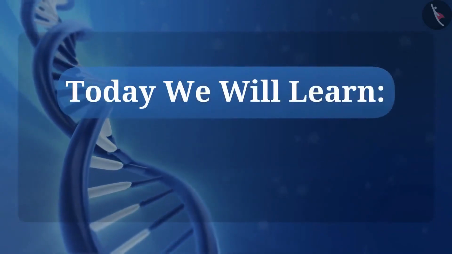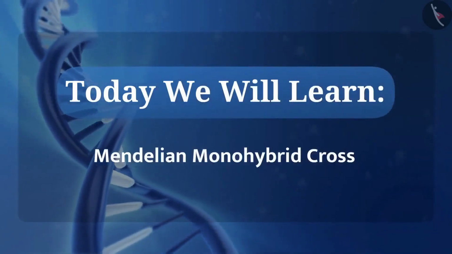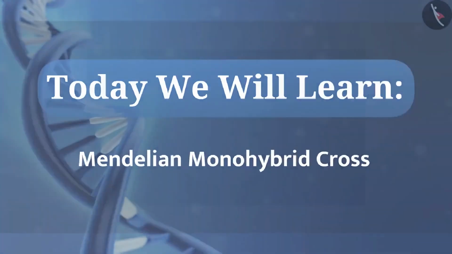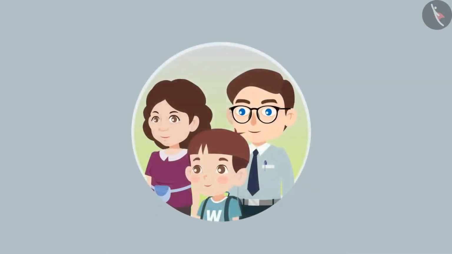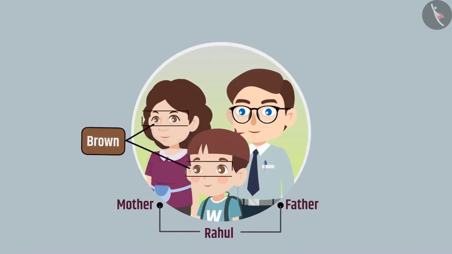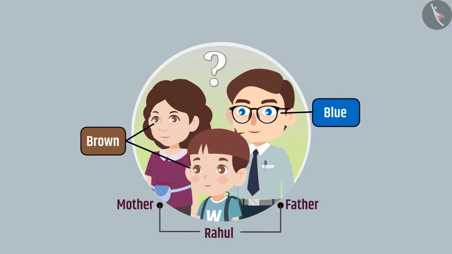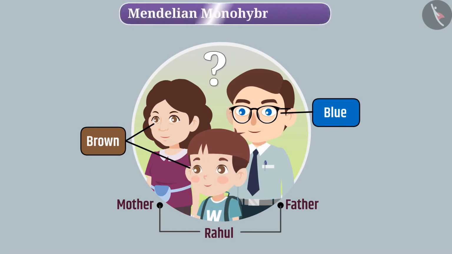Today we will learn Mendelian monohybrid cross. This is Rahul's family. Rahul and Rahul's mother have brown eyes, while his father has blue eyes. Can you tell me why Rahul's eye color is not blue? We get the answer to this question with the help of Mendelian monohybrid cross. Let's understand it.